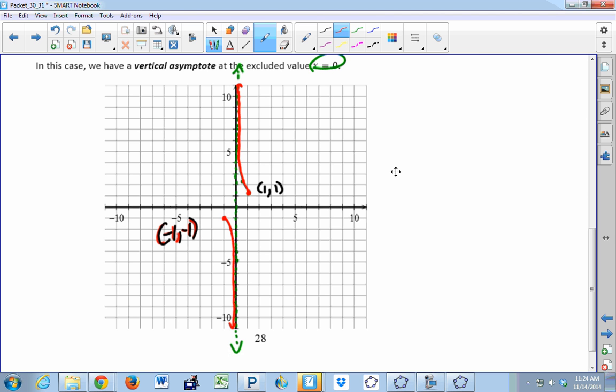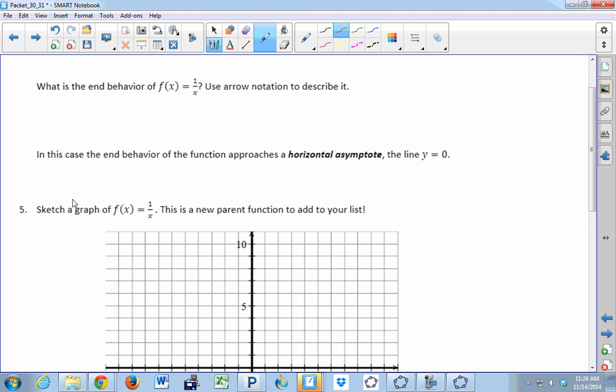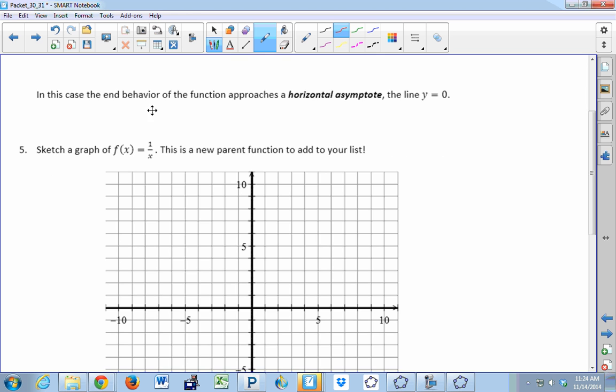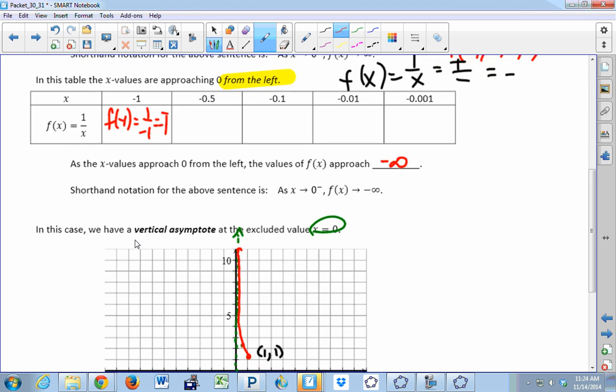I've just looked at my behavior near this excluded value. So how do I finish the graph? I say, hey, what happens as x gets big, big, big towards negative infinity? And what happens to the value of my function as x goes towards negative infinity? That's called the end behavior. So let's take a look at the end behavior here. So I'm going to do it back on this graph right here.